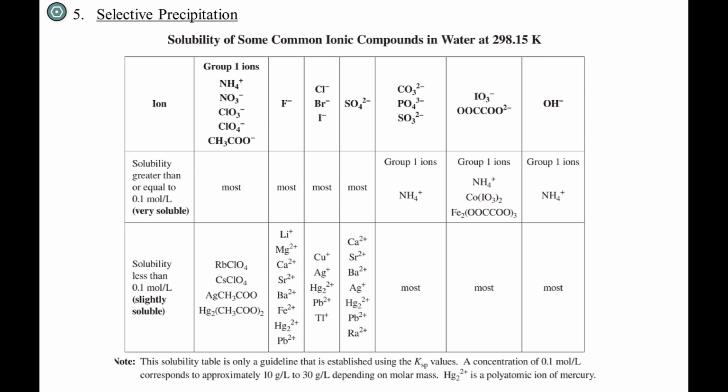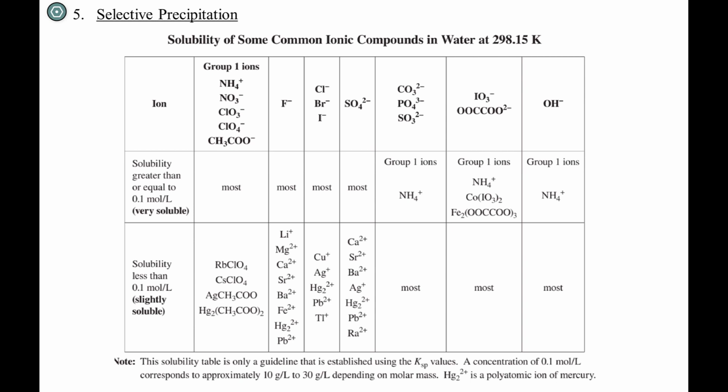The last type of qualitative analysis we're going to look at is called selective precipitation. Now, you should remember that precipitation is when you have a solution and you add another solution to it, it will produce a solid in solution. Selectively precipitating something means that you would add a specific solution to specifically remove an ion that is in another solution. You can do this to remove one ion, or to remove multiple ions in solution, one at a time.